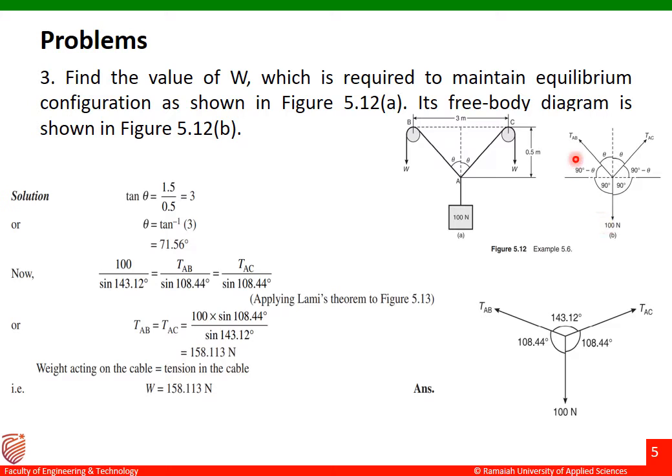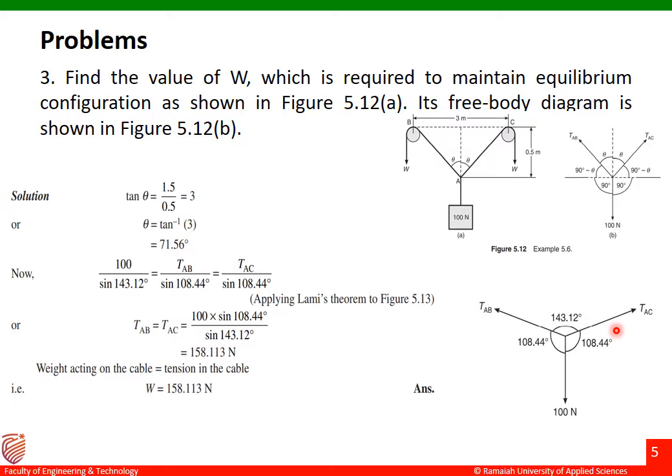Sorry, one second. We want to find out the angle between TAC and the 100 Newton force. This is my 90 minus theta, and this is my 90 degrees. So that is 90 plus 90, it is 180 degrees. 180 degrees minus theta, that is 71.56, you'll get the answer as 108.44. That is the angle between TAC and the 100 Newton.